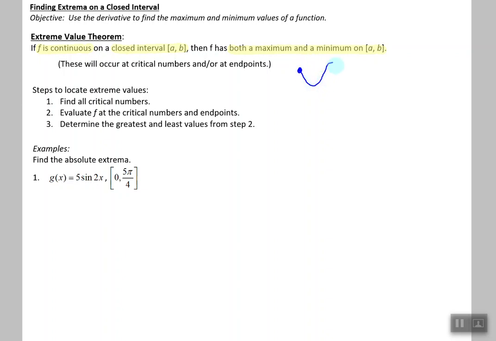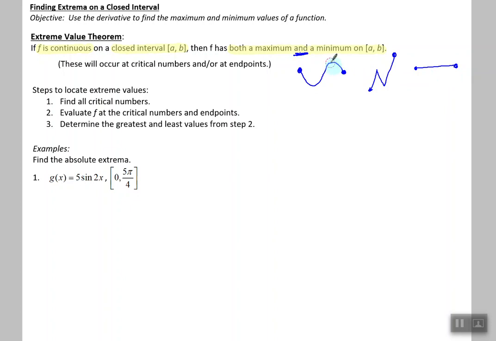That's a continuous function on a closed interval. In none of these examples did I ever pick up my pencil, and I included the endpoints on all of them. So, do we have a maximum and a minimum value in all of these graphs?